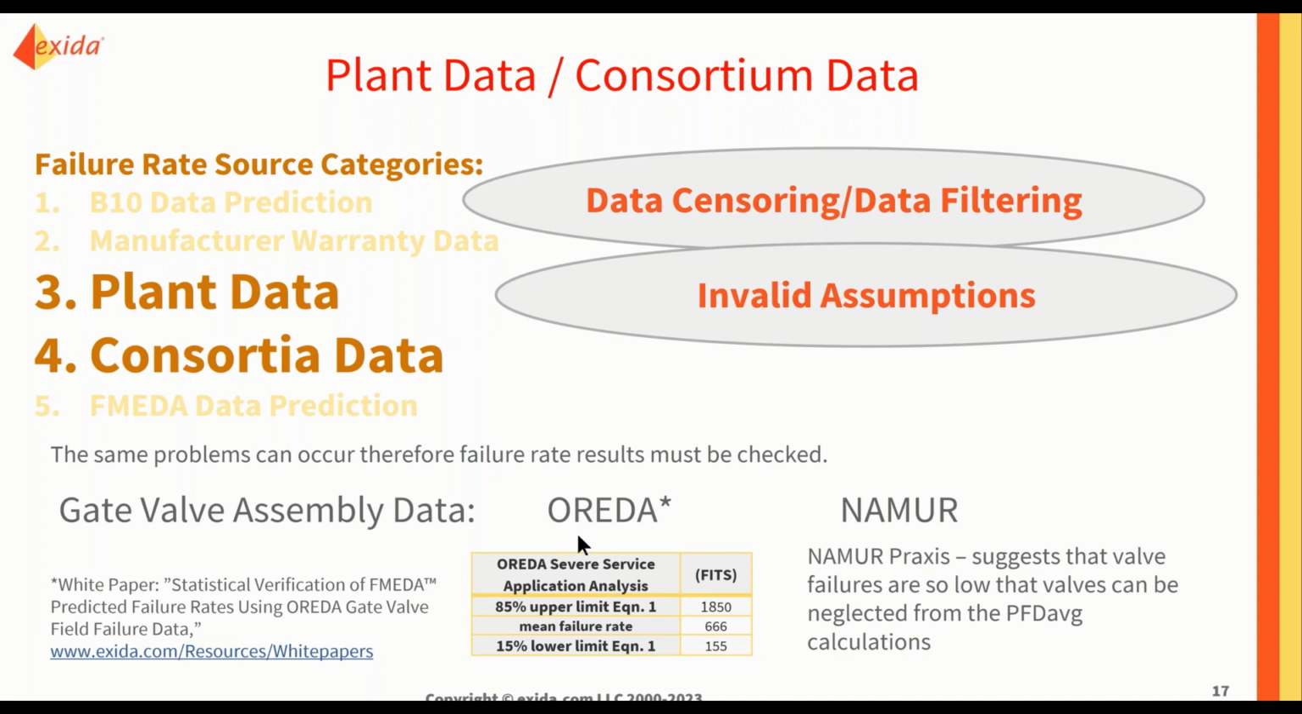One of our outside consultants was lucky enough to get the opportunity to study the raw failure reports from ORIDA, and did some very careful analysis on a homogeneous set of data on valves. And you can see the result. The mean failure rate was 666 FITs, which is 666 times 10 to the minus 9 per hour. The 85% upper confidence limit was 1,850 and the lower limit was 155. All of those numbers are easily categorized as cannot be neglected.